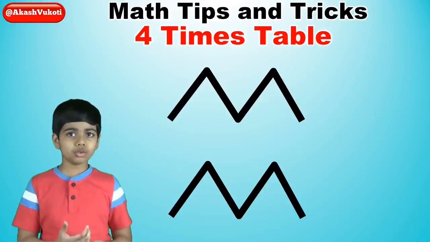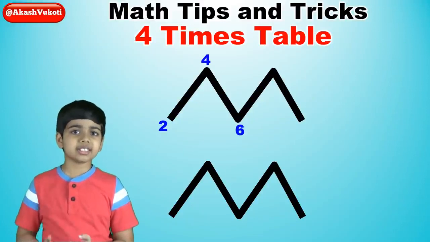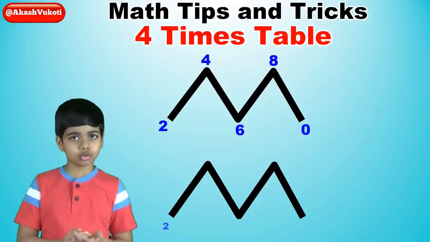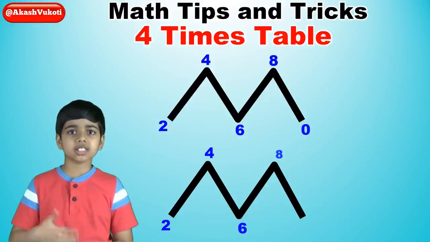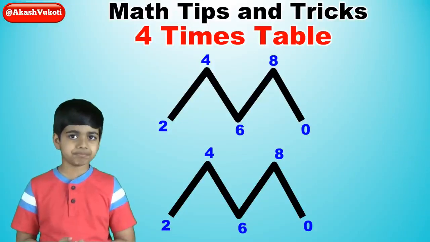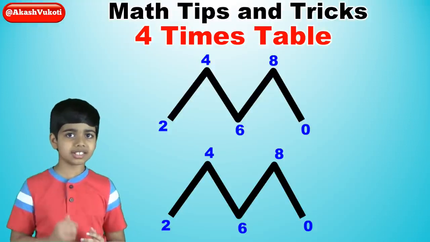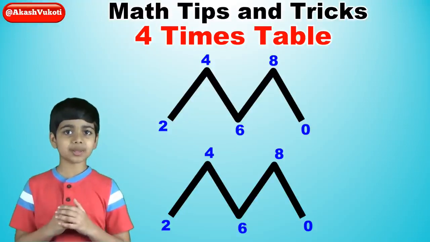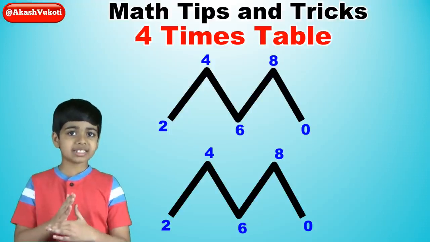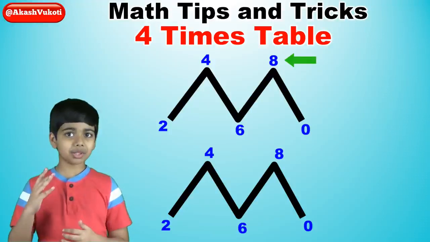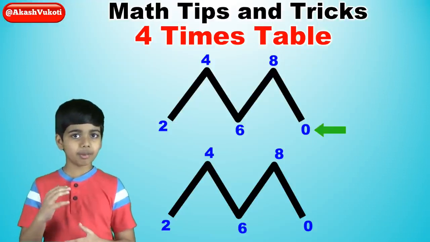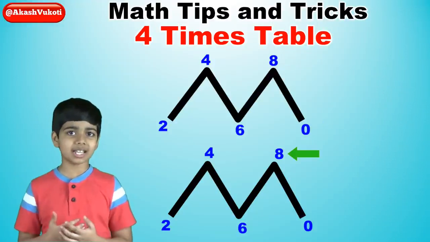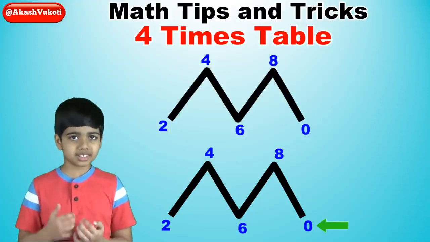So 2, 4, 6, 8, 0. And then the same for the other one, 2, 4, 6, 8, 0. Now that's the ones digits done. Now we can split the tens digits into 4 sections. The top row of the first M, the bottom row of the first M, the top row of the second M, and the bottom row of the second M.